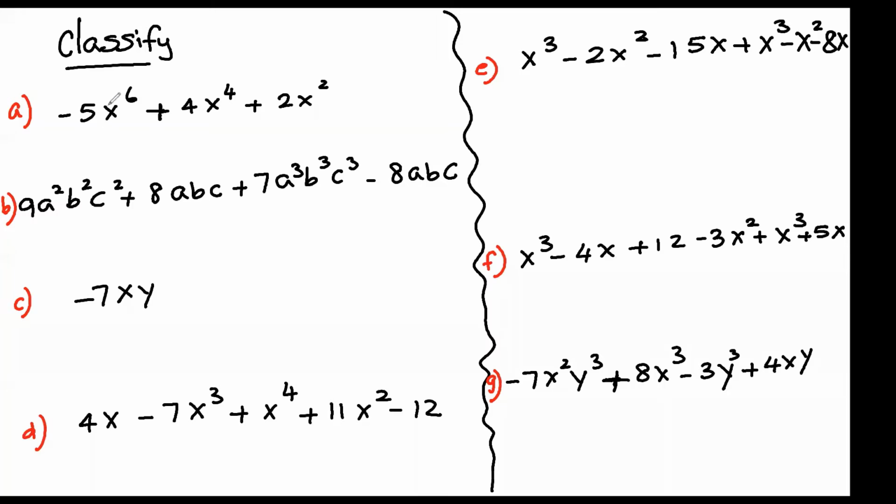So let's look at A. Negative 5x to the 6th plus 4x to the 4th plus 2x squared. So now first understand how many terms are in this polynomial. So you notice that there are 3 terms, right? 1, 2, and 3. So there are 3 terms in this polynomial. And so this is a trinomial. You got this right? Pat yourself.